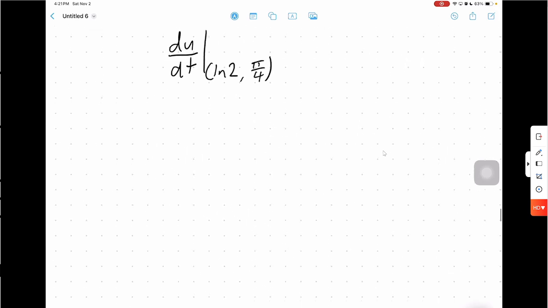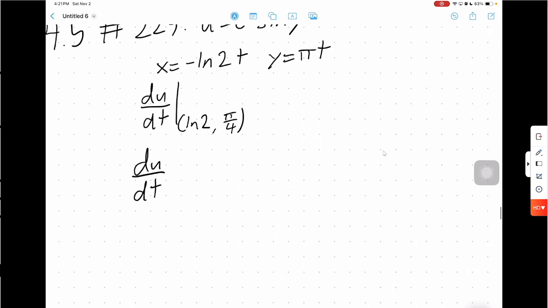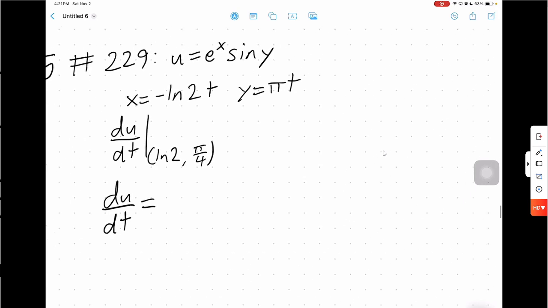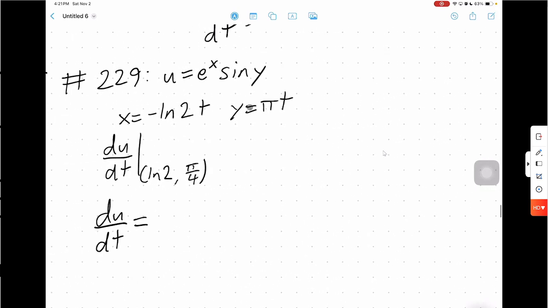So first, let's just go find du over dt really quickly. Now, there's two different ways you could do this. The easiest way is to realize you can just plug it in.